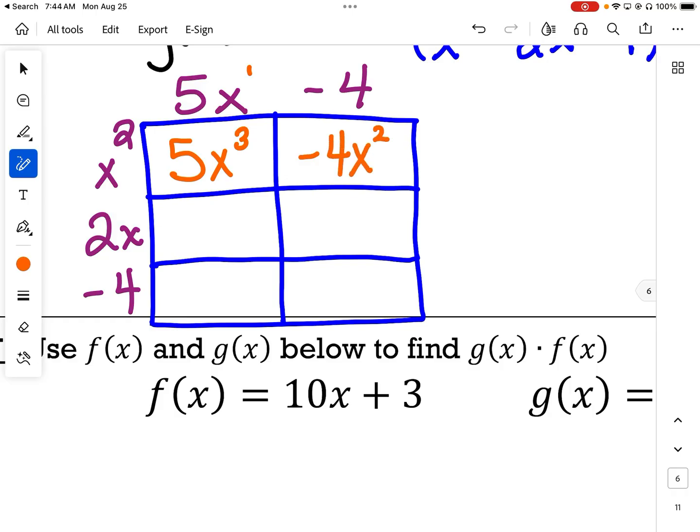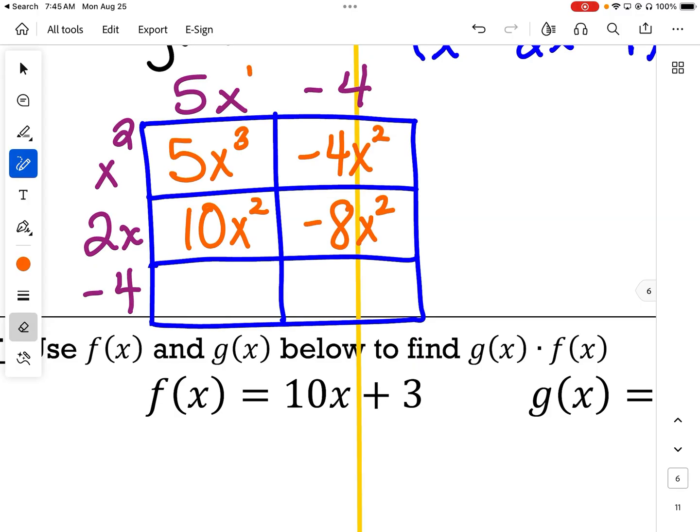And then we go over here, we do x squared times negative 4. There's no multiplying, we're just going to tack them together. And then we have 5x times 2x, 10x squared. And then 2x times a negative 4. Negative 8x. Oh, I put a squared whenever I shouldn't have.